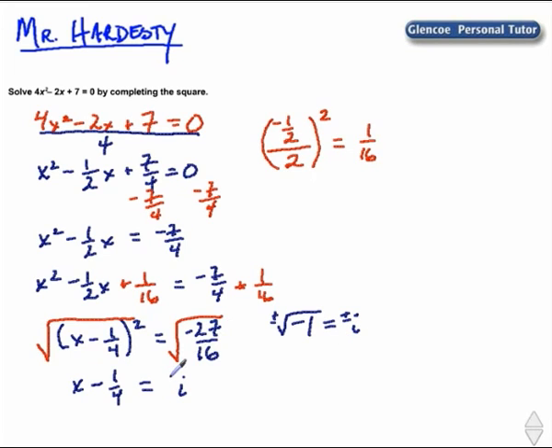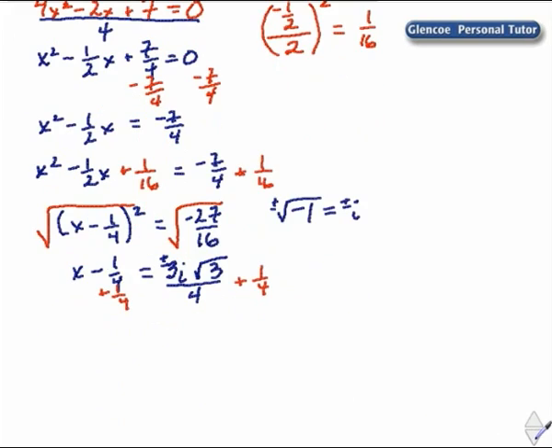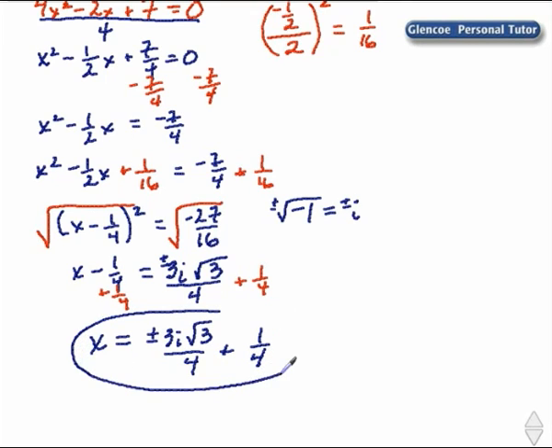Simplifying radical 27 is 3 radical 3. And again, let's represent that root as positive or negative. And the square root of 16 in the denominator is 4. Finally, to finish the problem, let's add 1/4 to both sides. And we will solve for x. x is equal to positive or negative 3i radical 3 over 4 plus 1/4, which solves for x using completing the square.